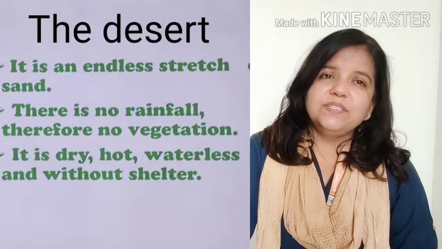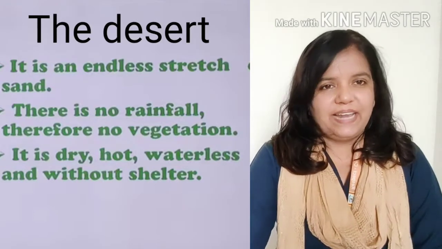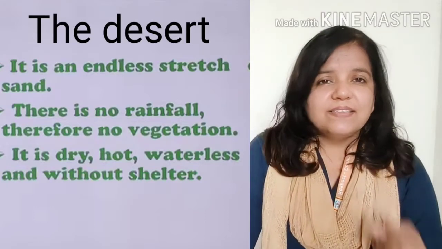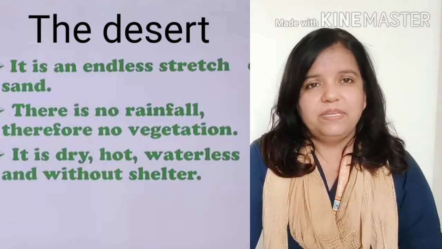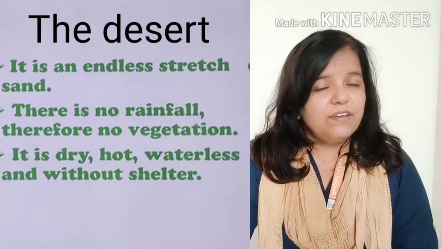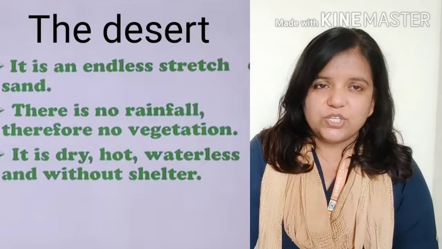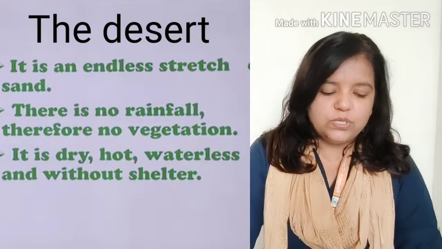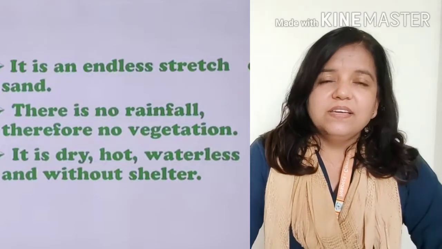Now, thinking of the desert, the only thing that comes to our mind is the hot and dry climate over there and sand all over. Yes, desert is an endless stretch of sand, means all over you can see heaps of sand. There is less rainfall and no vegetation, or we can say little vegetation. It is dry, hot, waterless and without shelter, means आप दूर दूर तक वहाँ पे कोई रहने की जगह नहीं देख सकते.